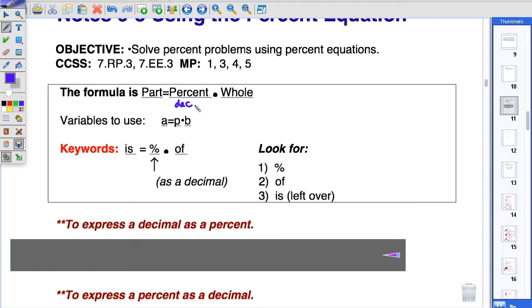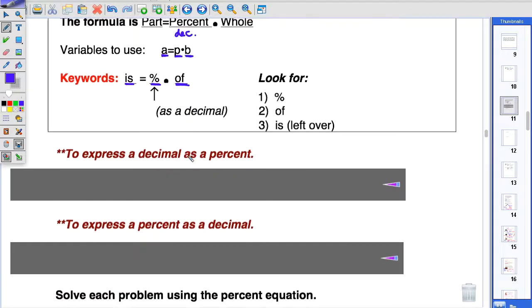So here are our variables to use. The A is going to represent your part, P the percent, and B your whole. The key words that you're going to look for are: is, equal to your percent times the of. So is is your part, percent is your percent, and of is your whole. And your percent is written as a decimal. So again, the easiest thing to look for is your percent, the of, and then the leftover is your is.